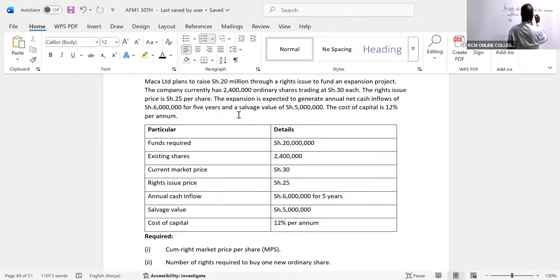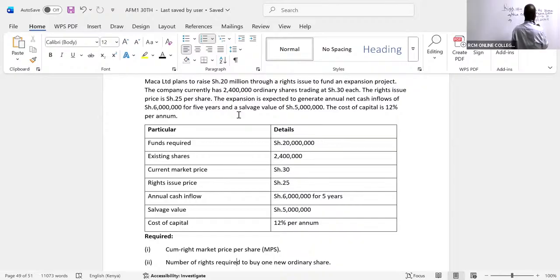Existing shares, they have told us are 2.4 million. Existing shares, we have 2.4 million. Then we have current market price per share. Current MPS is 30. Then we have rights issue price. Rights issue price is 25.